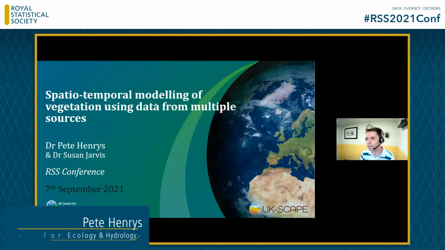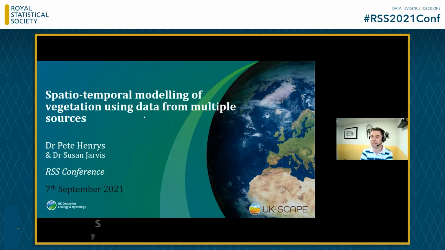So I'm going to be talking about modeling some vegetation data, some different plant data, and this is work that myself and my colleague Susan Jarvis have been doing for quite some time in various forms under this large project we have called UKscape, which stands for Status, Change and Projections of the Environment.